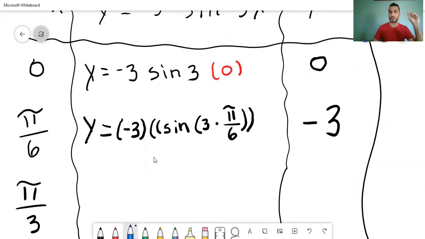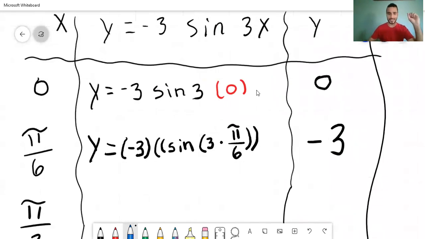We're going to substitute the value of X. As you guys can see, the X is here. So I'm going to substitute the variable, and I'm going to use the variables that I found above. In this case, pi over 6. Well, the first one is 0, remember. So if you do this in your calculator, -3 times sine of 3 times 0, it's going to be 0. So the answer that we get at the end is 0.